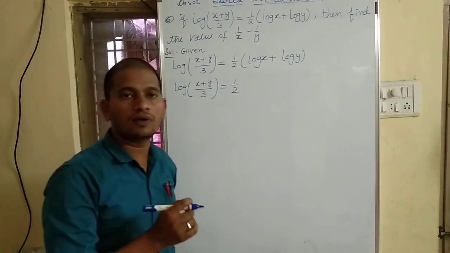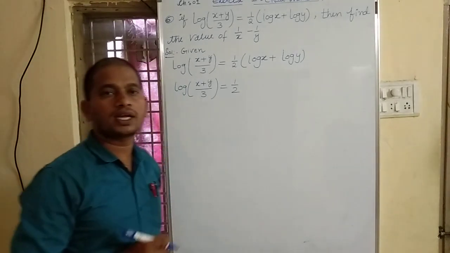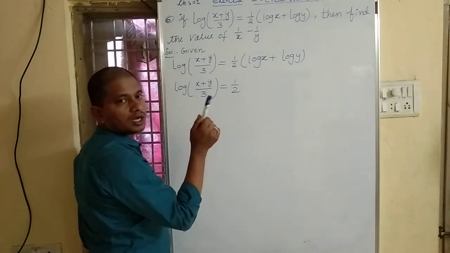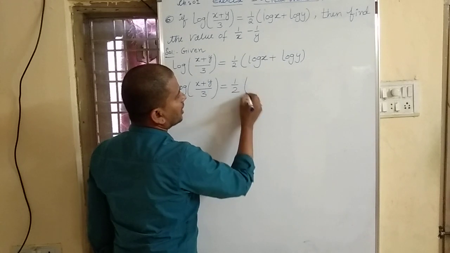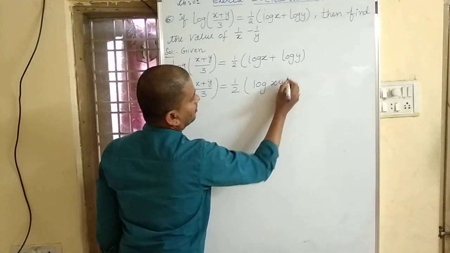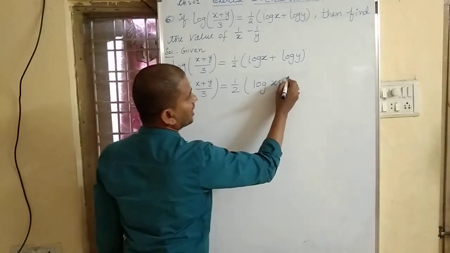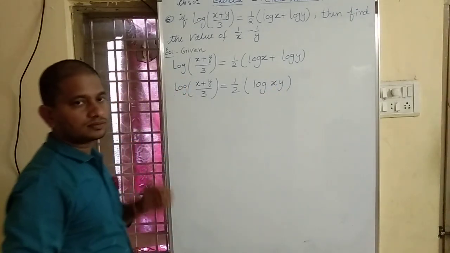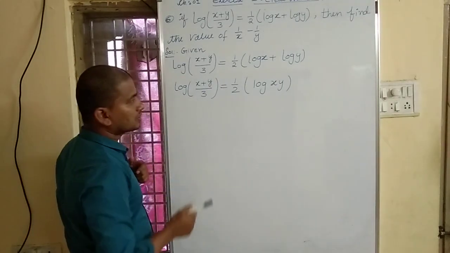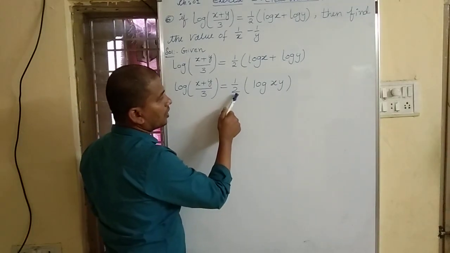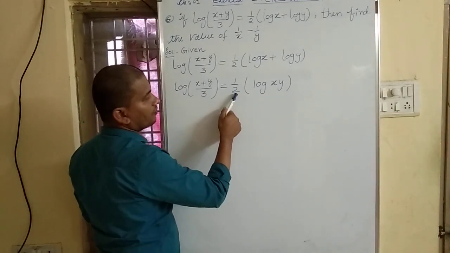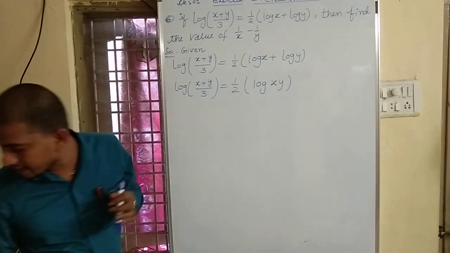What is the formula for log x plus log y? It is the product rule. Log x plus log y I can write as log xy. Now, if you observe, this is in the form of m log a.